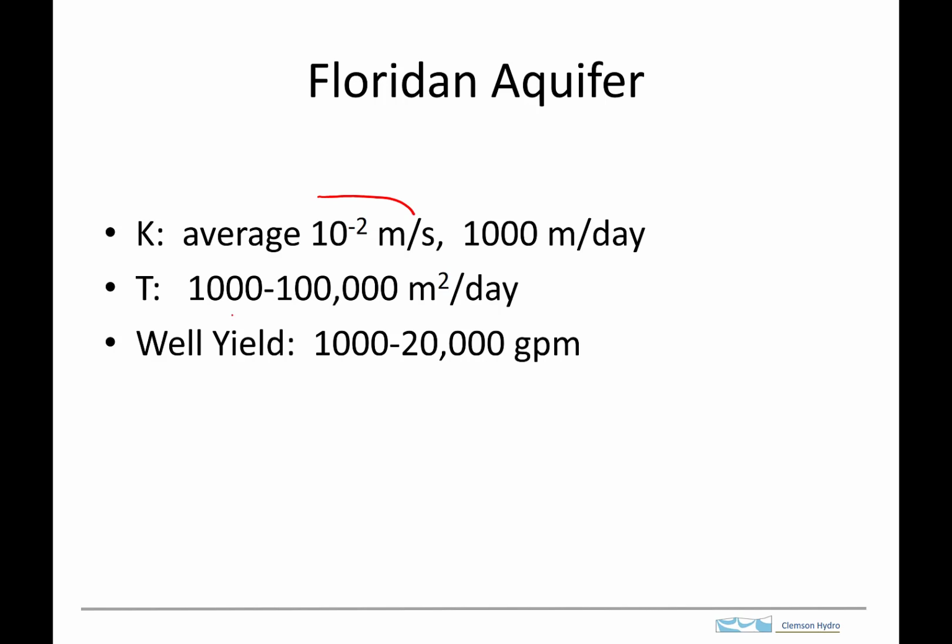And for transmissivity, some of these aquifers can be fairly thick, so we get 1,000 to 100,000 meters squared per day, and well yields can be really quite high, 20,000 gallons per minute. And it's fairly easy to imagine how you get very high well yields if you have a well that intersects one of those large conduits.